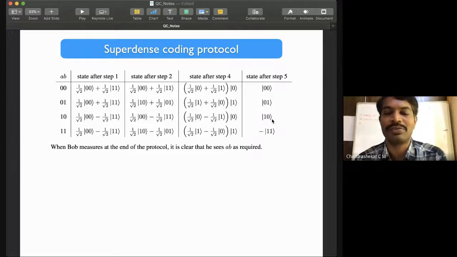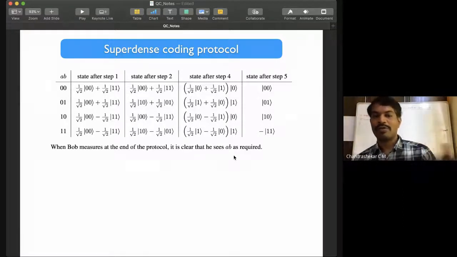You are only having a phase. Once you make a measurement, you don't have to worry about the phase. All that you are interested in is the output. So when Bob measures at the end, you clearly get an output of what was sent.